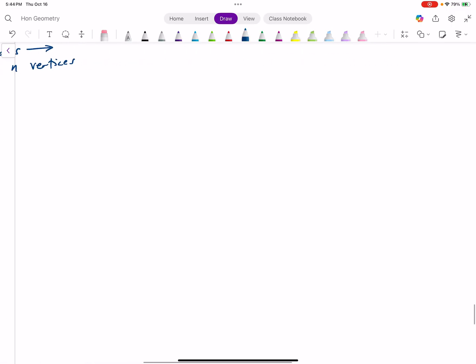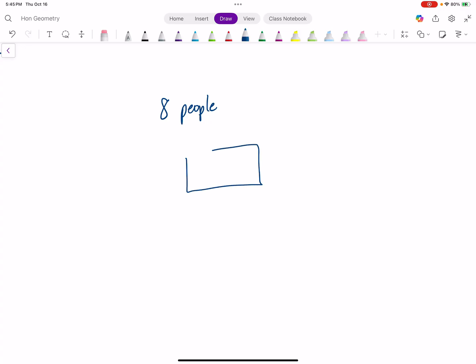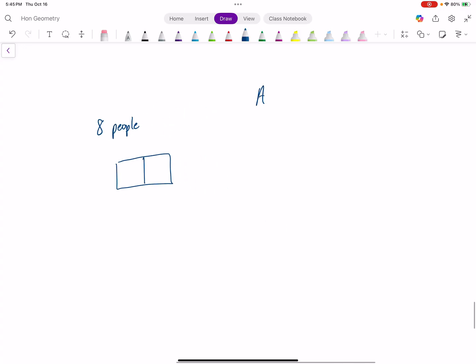But here's a good example. Let's say there's 8 people in a race, and I want to know how many different ways we can hand out first and second place. Okay, so let's say it's person A, B, C, D, E, F. How many letters is that? 6. G, H. There's 8 people.